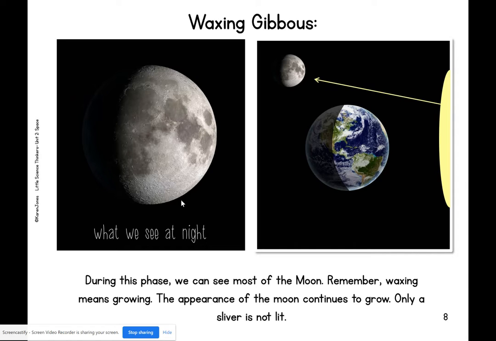Waxing gibbous. This is what we see at night when there's a waxing gibbous moon phase. During this phase, we can see most of the moon. Remember, waxing means growing. The appearance of the moon continues to grow. Only a sliver is not lit.